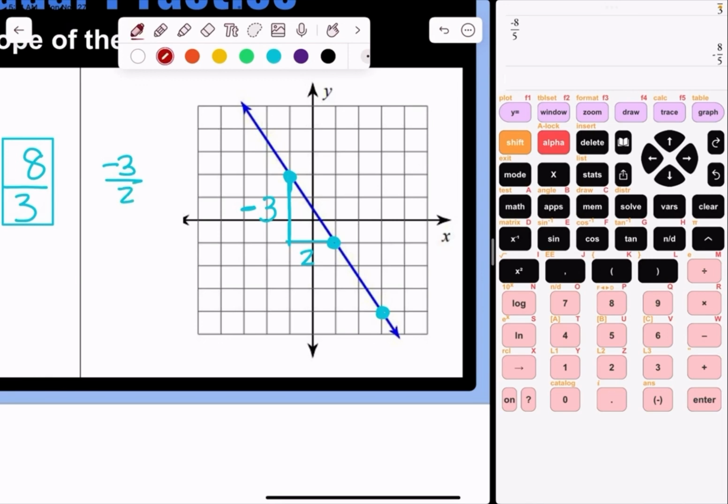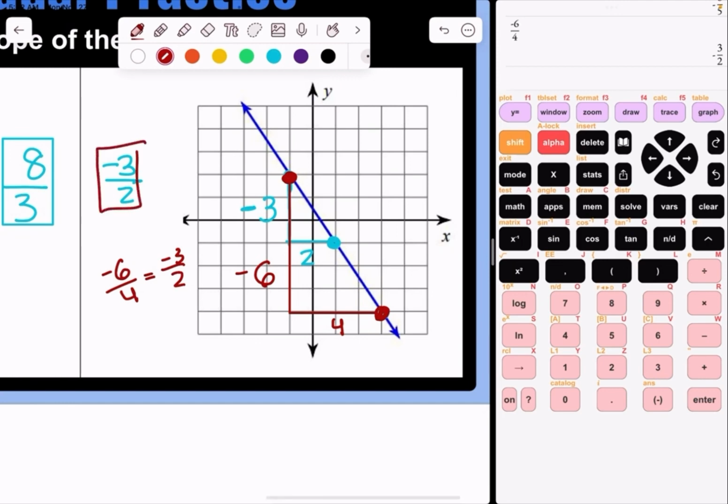Or if you ended up using, let's say, this point and this point, you would say you went down 1, 2, 3, 4, 5, 6. We went down negative 6 and to the right 1, 2, 3, 4. So negative 6 over 4. If you type that in the calculator, the simplified version is negative 3 over 2, which is our same answer as before.